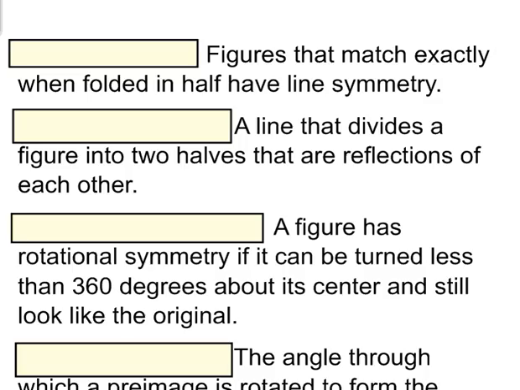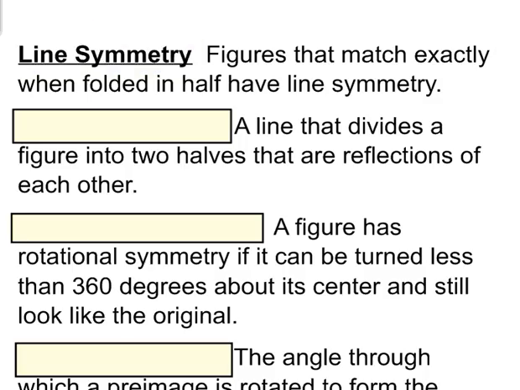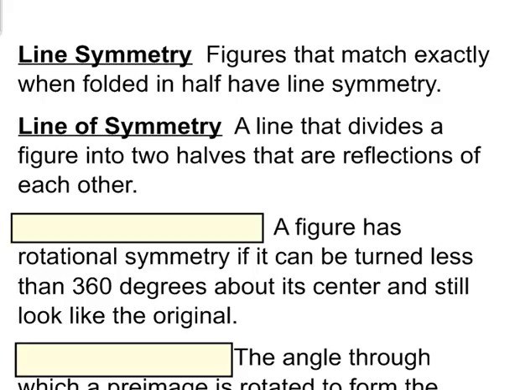Let's do some definitions here. Line symmetry: figures that match exactly when folded in half have line symmetry. The line of symmetry is a line that divides a figure into two halves that are reflections of each other.